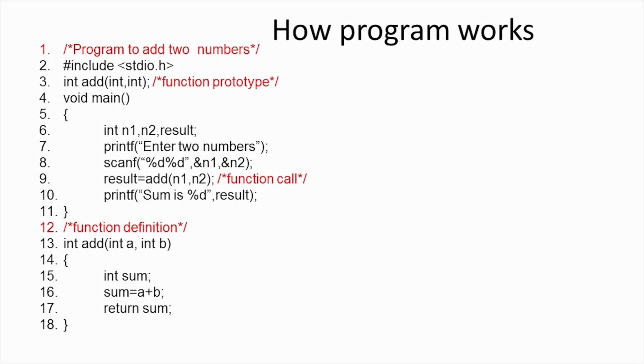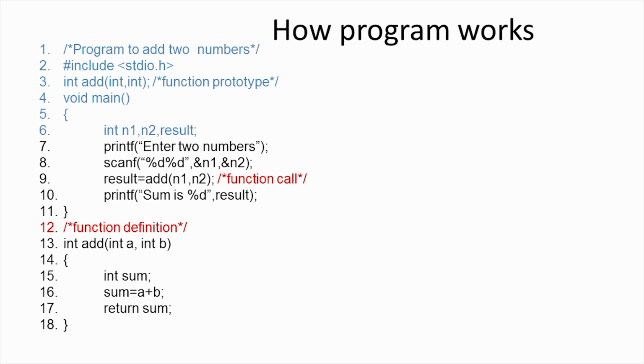Now let us see how the program works. First line is a comment. Second line includes the content of the header file stdio.h, which is required for reading input from the keyboard and writing output to the screen. Third line is function declaration. It tells the compiler that add is a function that is defined somewhere else in the program. The function receives two values of type integer and returns an integer value. Fourth line is the main function where the program execution starts. Fifth line is the beginning of the body of the main function.